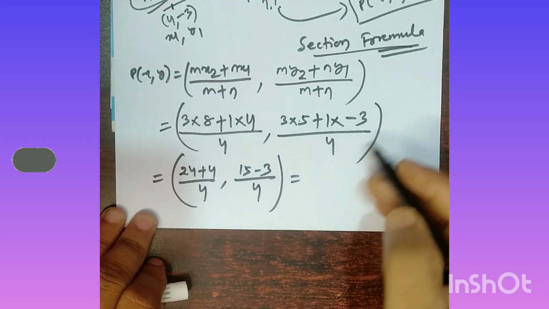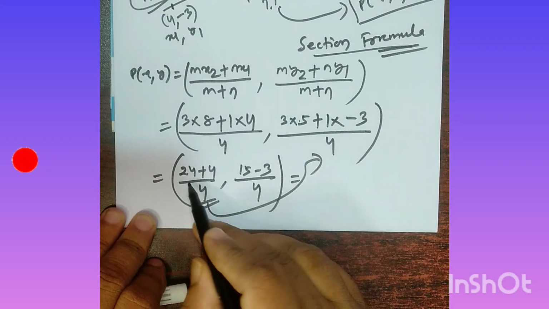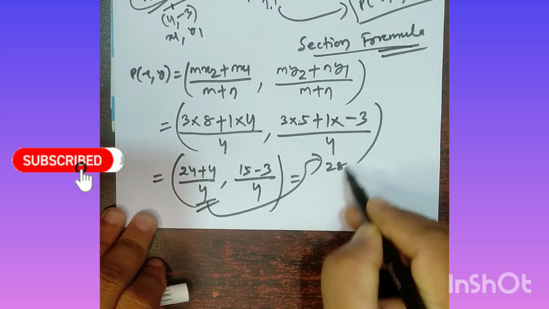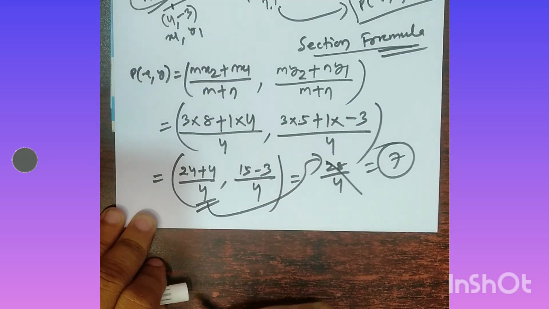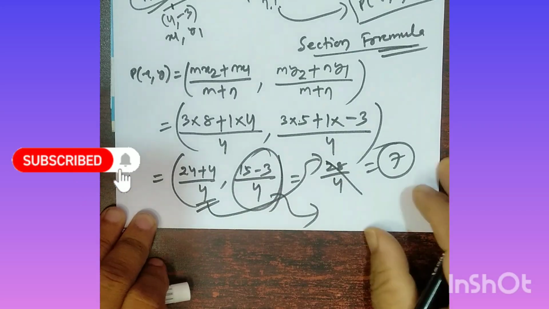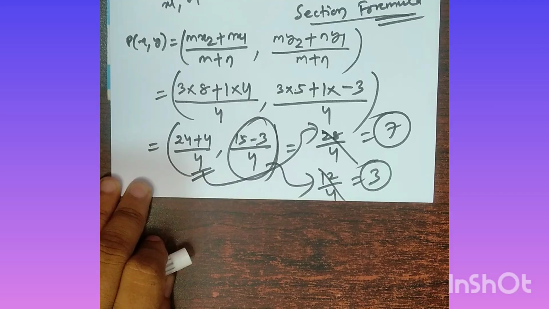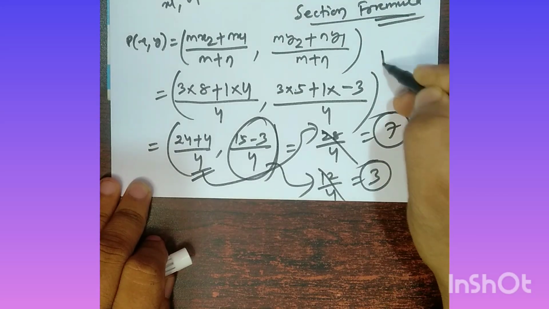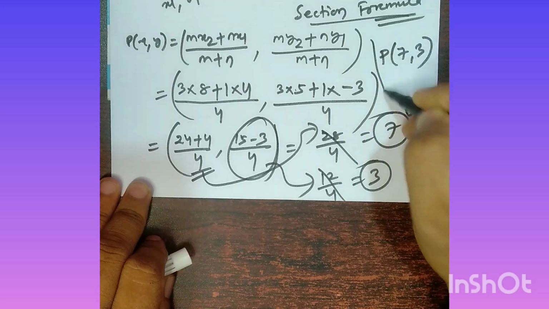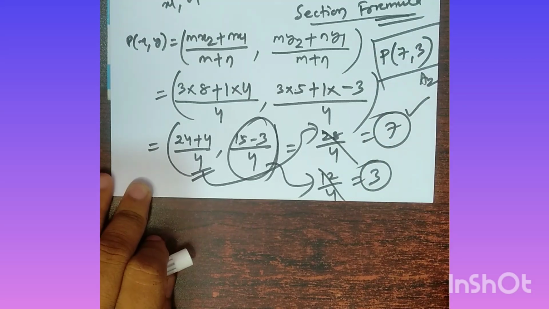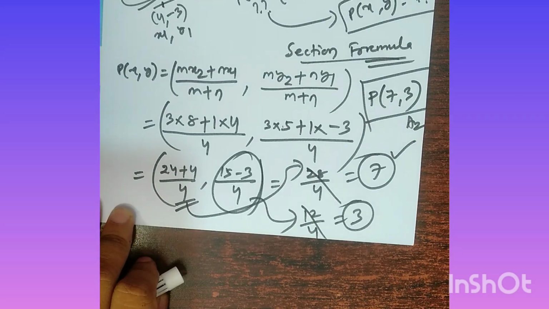First, checking this one: 24 plus 4 is 28, by 4, so you get 7, the first value. And for this one, 15 minus 3 is 12, by 4, so you get 3. So what is your answer? The coordinates of P are (7, 3). This is your answer, the coordinate value of P. By using the section formula you get the answer.